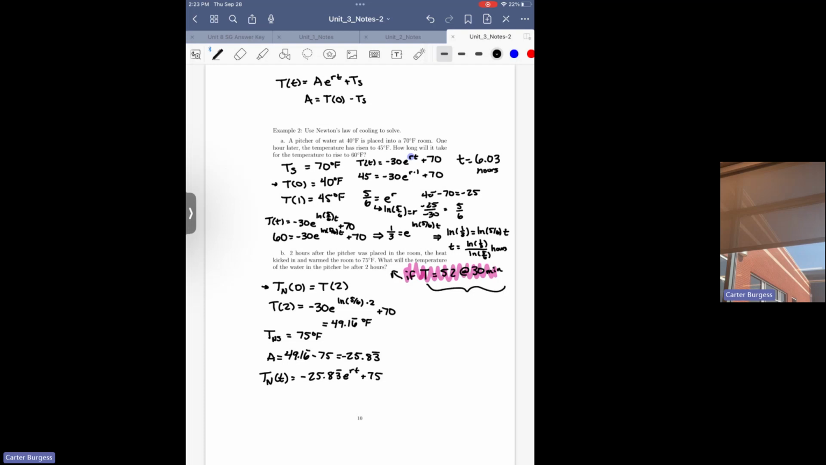So T of 2 is what we're looking for. In order to find that, we're going to need this missing R value here. So first we'll need to find the R value, and then we'll plug in 2 and see what all that works out to. And to find the R value, so for instance up here, how did I find my R value? What did I do to go from here to here?